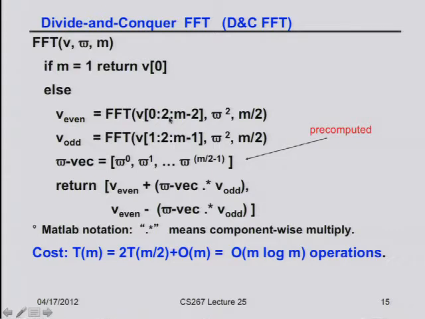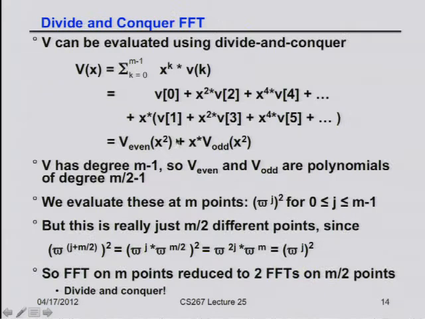Otherwise, I take the even-numbered coefficients, v sub 0, v sub 2, etc., and evaluate them not at that argument, but at that argument squared, and remind myself it's a problem of half the size. I do the same thing with the odd-numbered ones, so v sub 1, 3, 5, 7, with the same omega squared. So now I've gotten all those numbers.